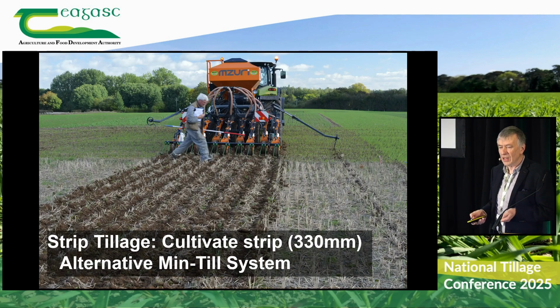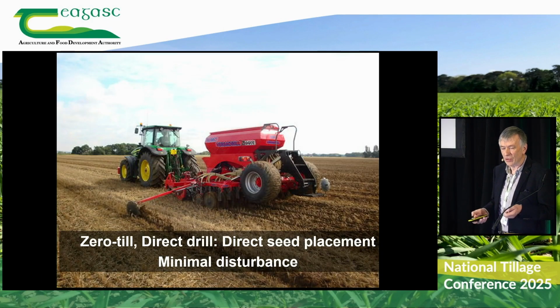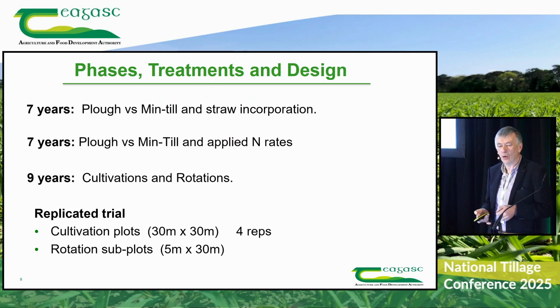For 7 years in the experiment, we had strip-till working the system, which is a min-till system. It does cultivate the soil, but cultivates it in strips at the same time as sowing. And in latter years, we converted that to a direct drill system, which basically places the seed with absolutely minimal disturbance. So those are the systems that we've used in Knockbeg over the years.